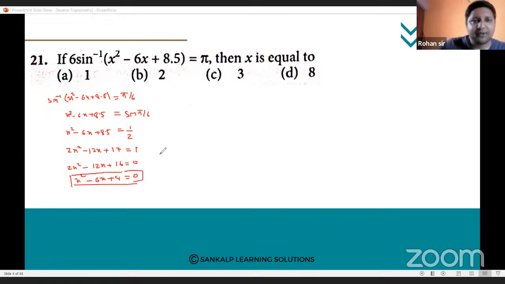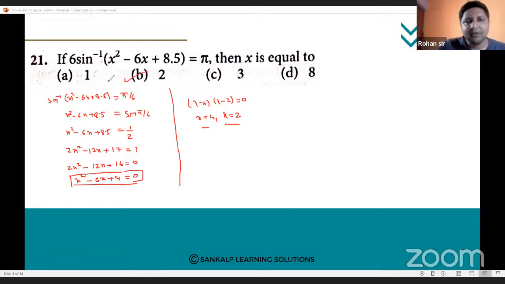So when we simplify it further, the factors will be minus 4 and minus 2. So x minus 4 will be one factor, x minus 2 will be the other factor, equal to 0. So we get x is equal to 4, or x is equal to 2. Okay, so see, out of the given options, x is equal to 2. Option B will be the right answer.